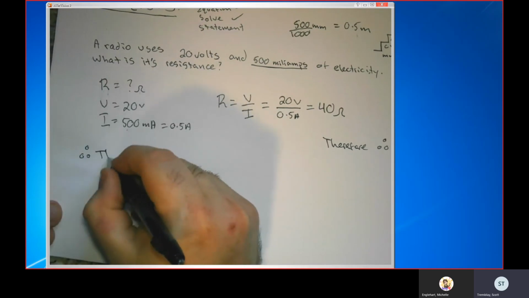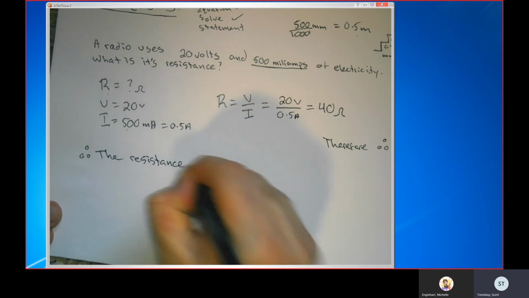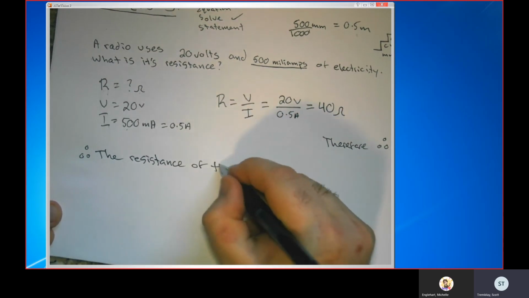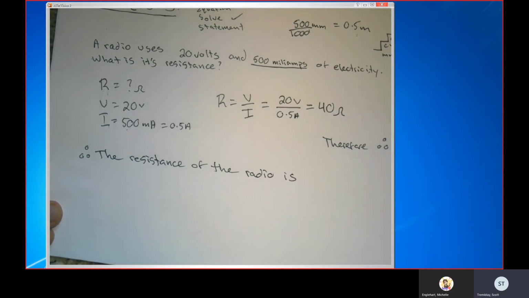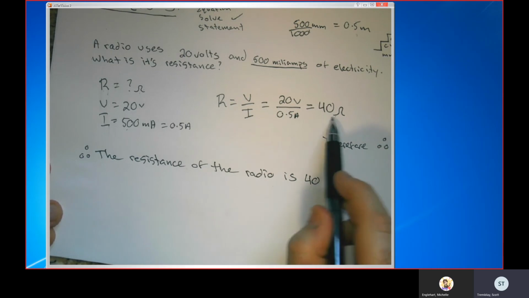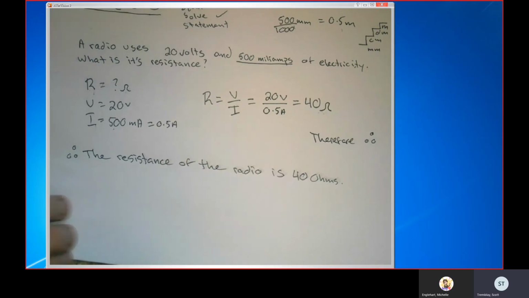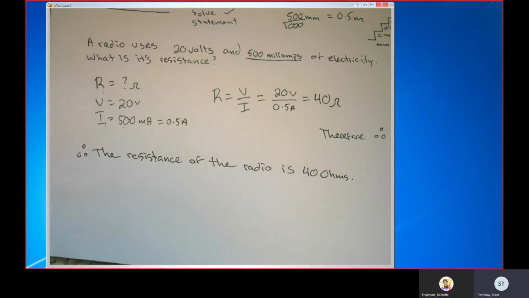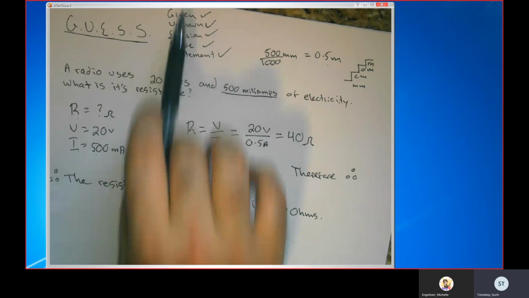Therefore, the resistance is 40. Now I could write the symbol, or I can actually write it out large like that. And there you go, that's all there is to it. So my statement's done. You just got to make sure that you follow through the steps.